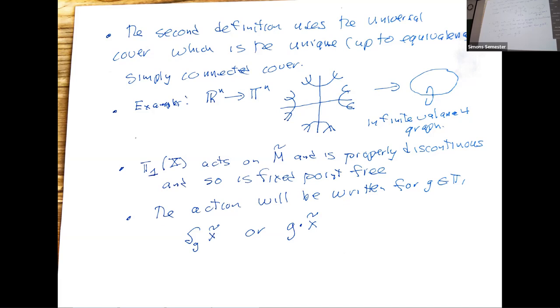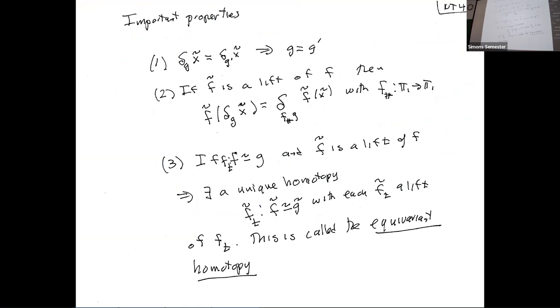Here are some properties. As I said, I'm going to skip most of the proofs, but the proofs use all of these properties. Because it's fixed point free, if you hit a point by two different deck transformations, they're the same. And this one turns out to be very important: if you move a point by a deck transformation and bring it outside, it doesn't commute. What you get is the deck transformation corresponding to the action of G on that.